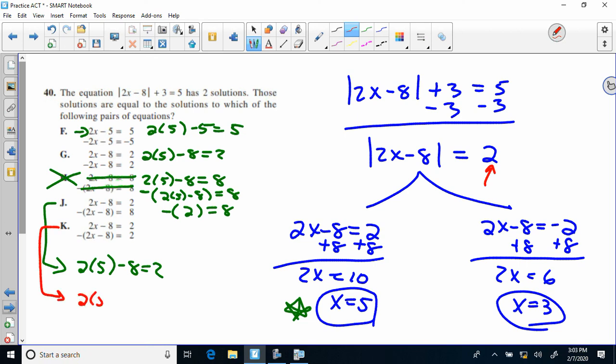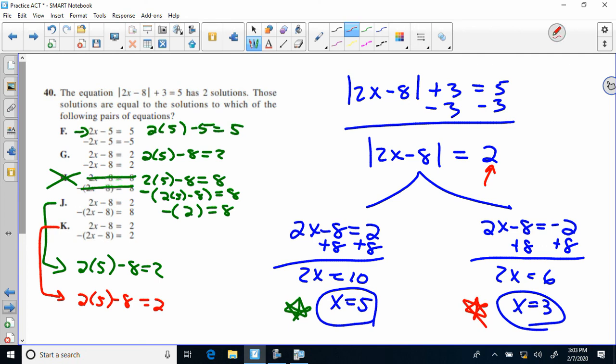And I would do 2 times 5 minus 8 equals 2 again, and it worked in K. And so I get the 5 that works in everything except for H. So far, so good? So I've tried 5. I need to try my 3. So 3 has to work in one of them, right?